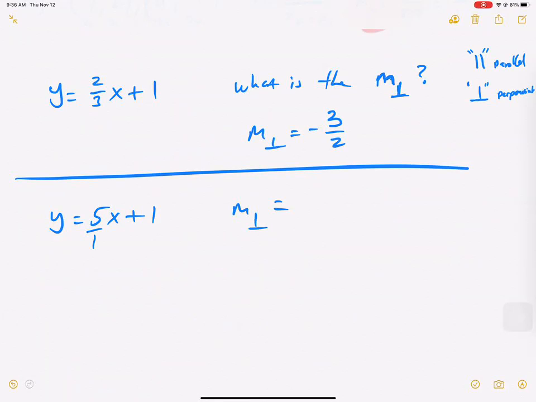Hopefully we could. The flip of 5 over 1 is 1 over 5. And don't forget, perpendicular lines are the opposite sign.